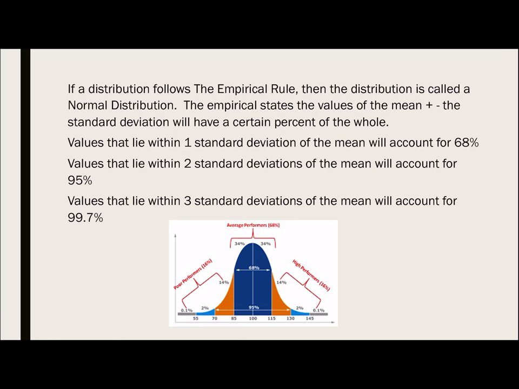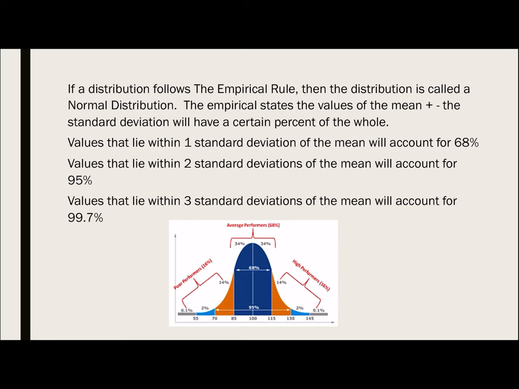Values that lie within two standard deviations of the mean will account for 95%. So in the graph, that would be the navy blue section plus the orange sections add up to 95% of the whole curve. Values that lie within three standard deviations of the mean will account for 99.7%.